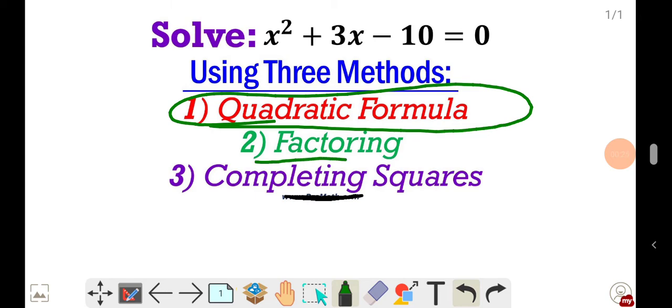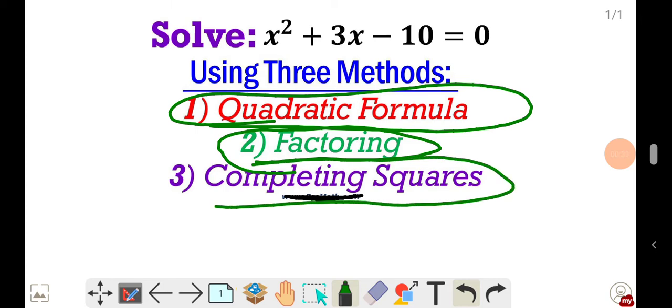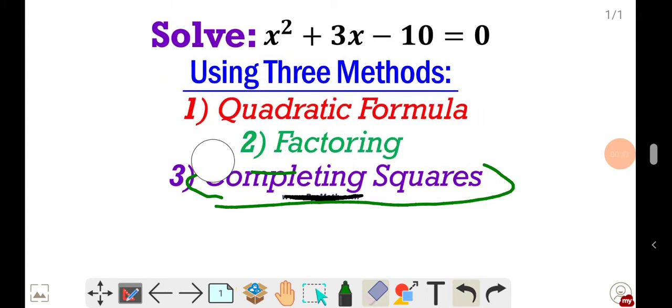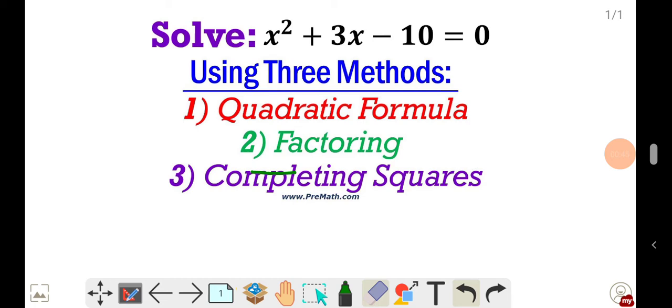And the second one is factoring. This is also commonly used. And the last one is the completing the square method. This one is a bit complicated process, and mostly students are not entertaining it. So let us see each of them and how to apply the process.